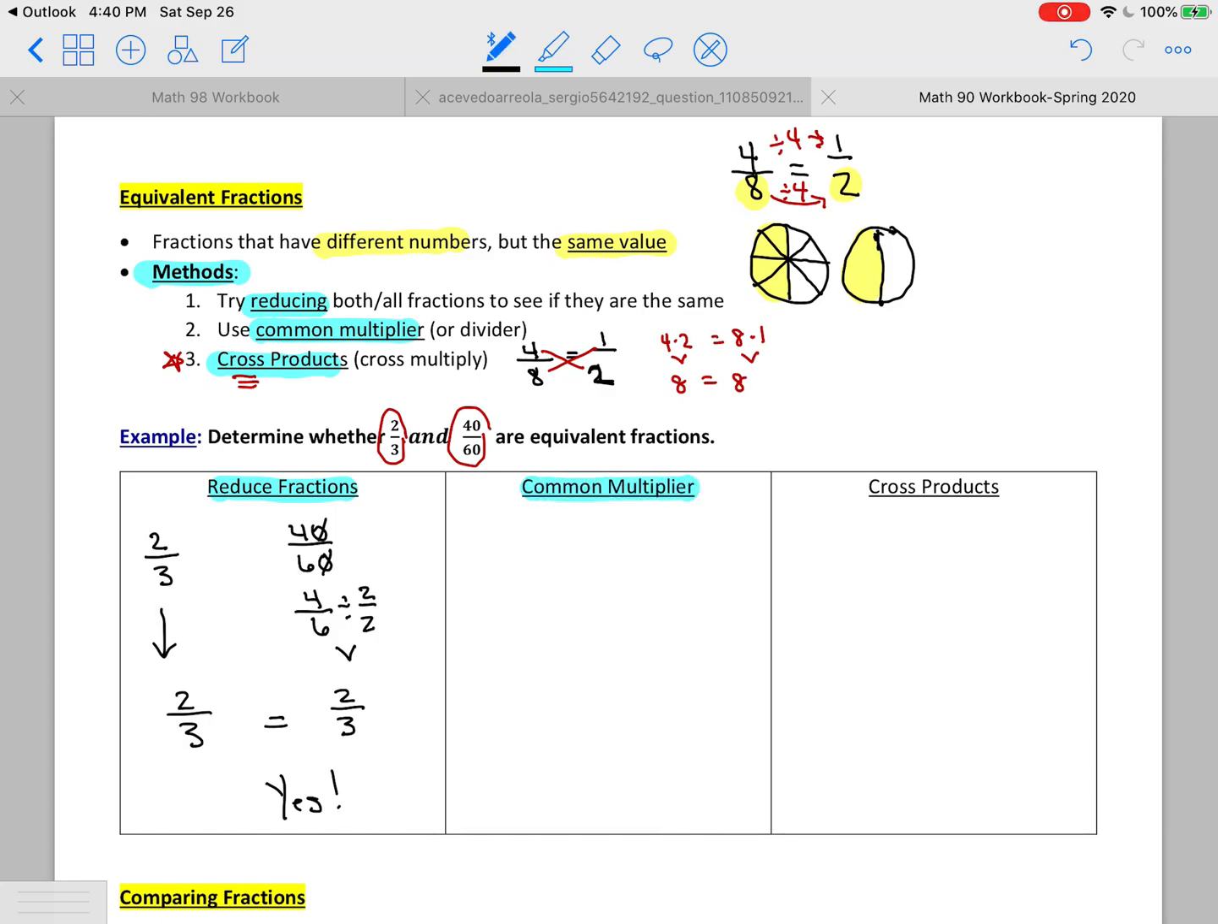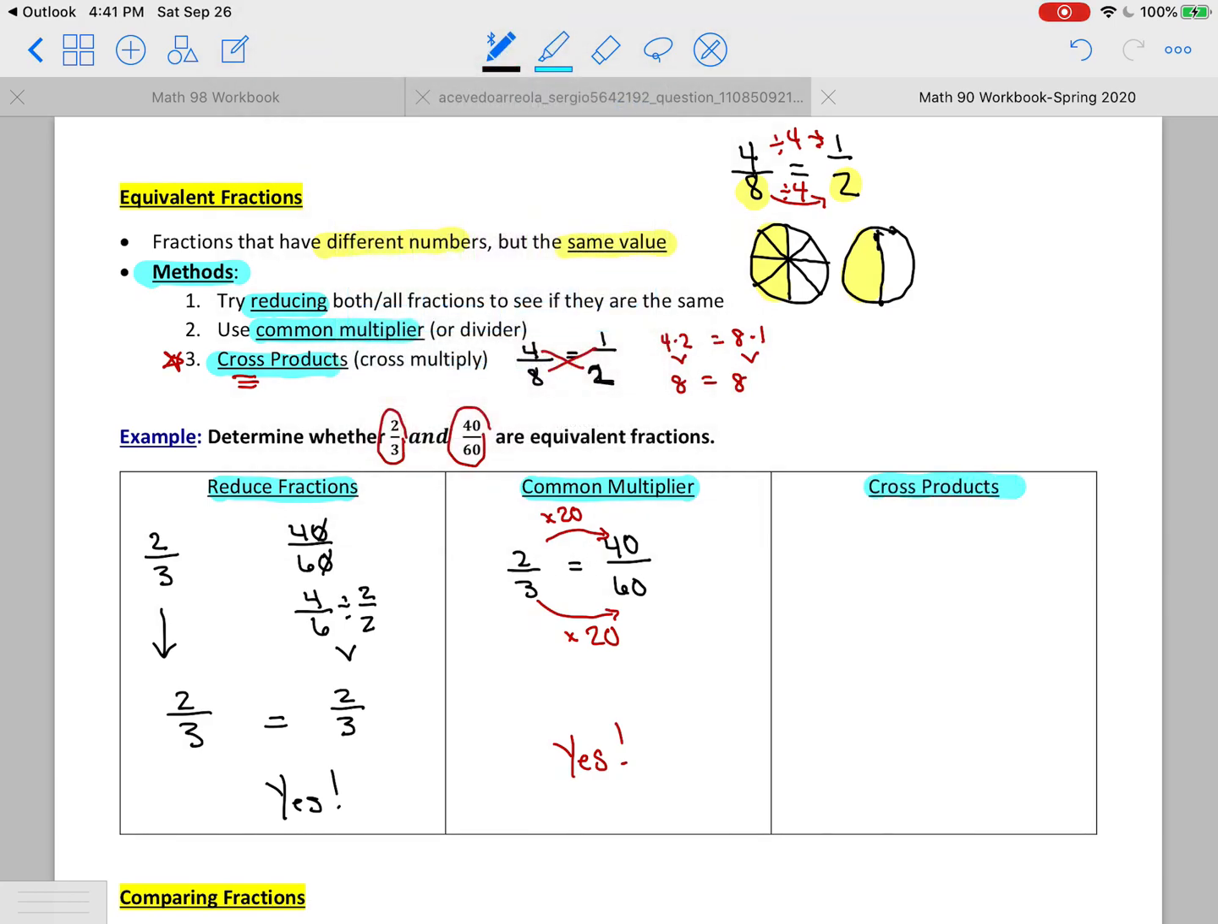All right, let's try this idea of using the common multiplier. Let's write these in here again. So we've got 2/3, and we have 40/60. Let's see if these are equal. We're going to go this direction, and we say 3 times 20 gives us 60. And so 2 times 20 better equal 40. If it doesn't, these are not equivalent, but indeed they are. So we're just looking for a common multiplier or divider.